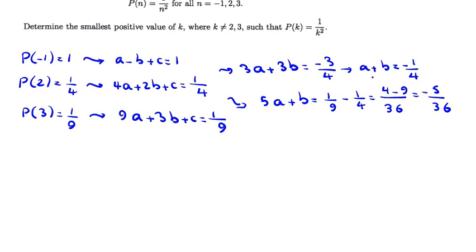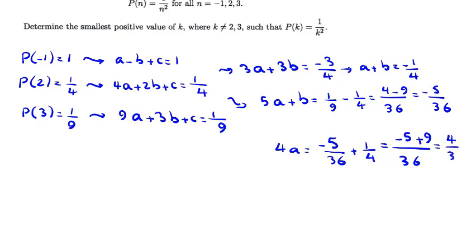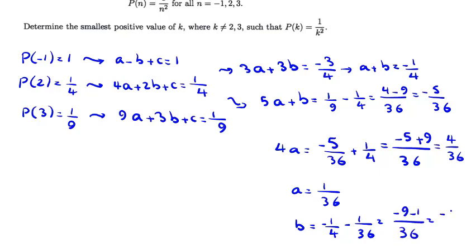Now, if we subtract these, 5a minus a is 4a, which equals negative 5 over 36 plus 1 over 4. Using common denominator, it will be negative 5 plus 9, which is 4 over 36. So a is 1 over 36. Now we find b. B is negative 1 over 4 minus a, which is negative 9 minus 1 over 36, negative 10 over 36, which is negative 5 over 18.